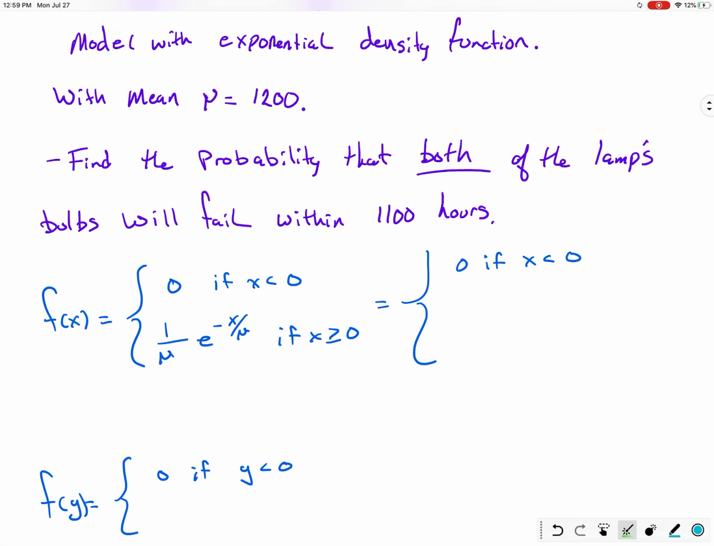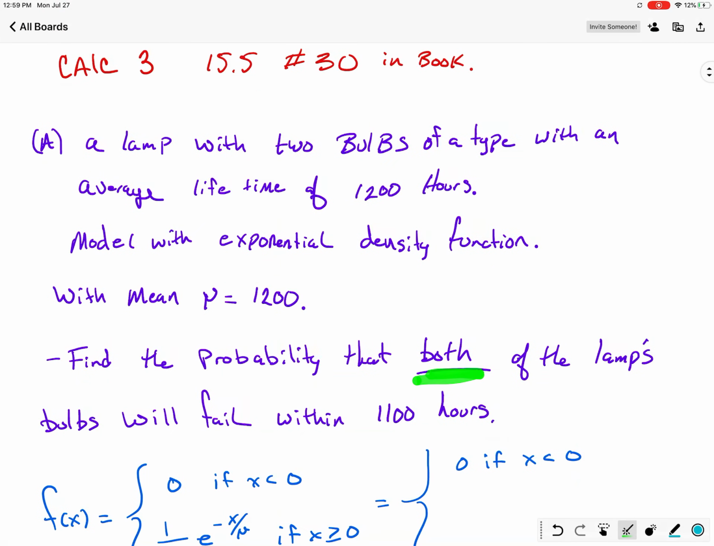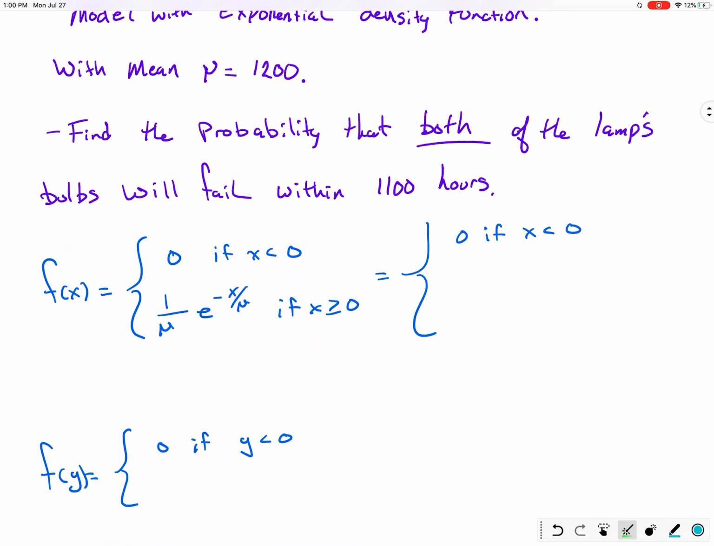So find the probability that both of the lamp's bulbs will fail within 1,100 hours. So the lamp has two bulbs. Both bulbs are burning at the same time. And we want to understand if it's going to burn out before 1,100 hours. So below average, right?